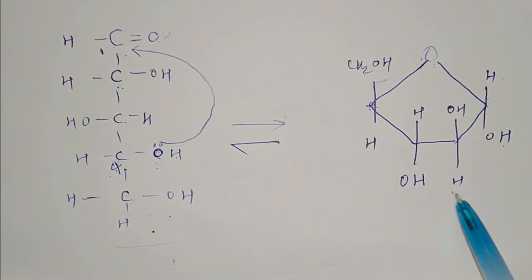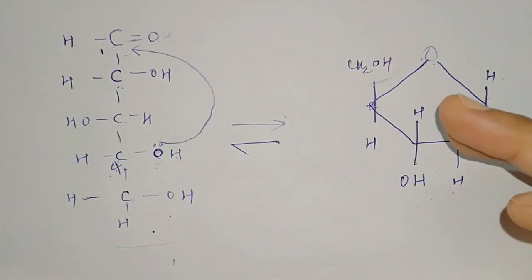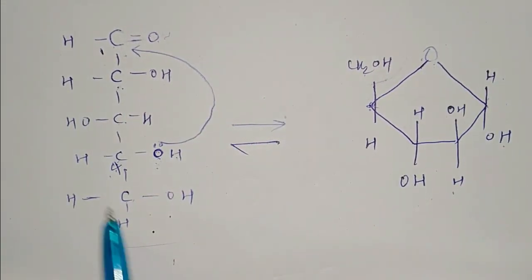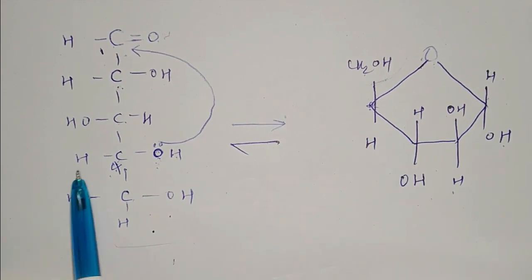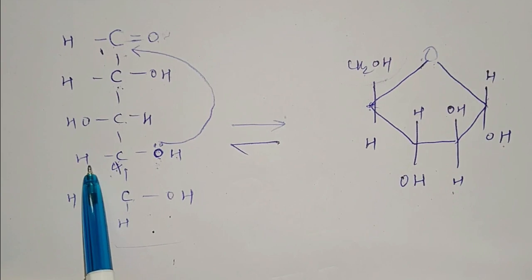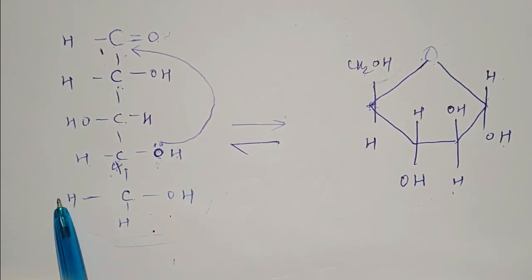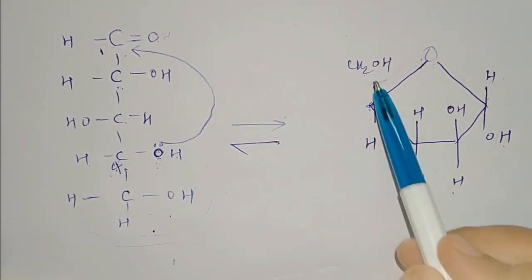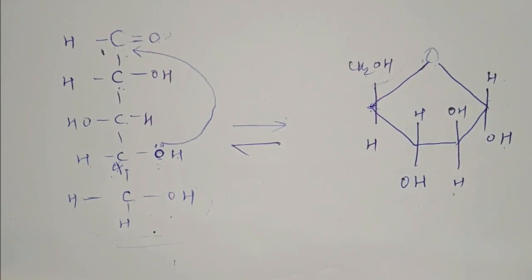So I have drawn H, OH. H is on the lower side because the groups on the right side are drawn toward the lower side. Then OH and H. Then this fourth carbon is attached with H, CH2OH and O. So CH2OH, H and O.